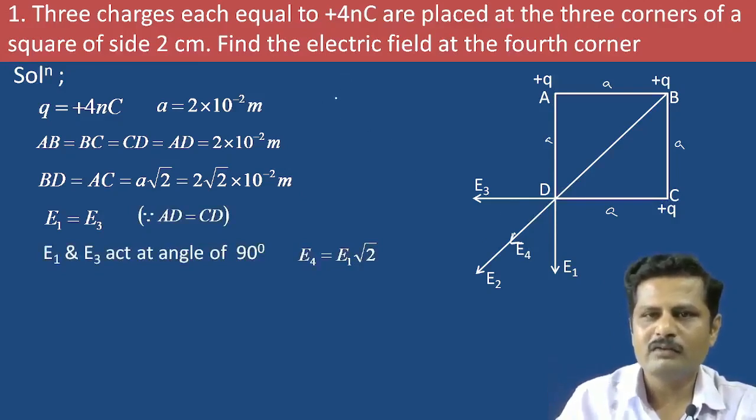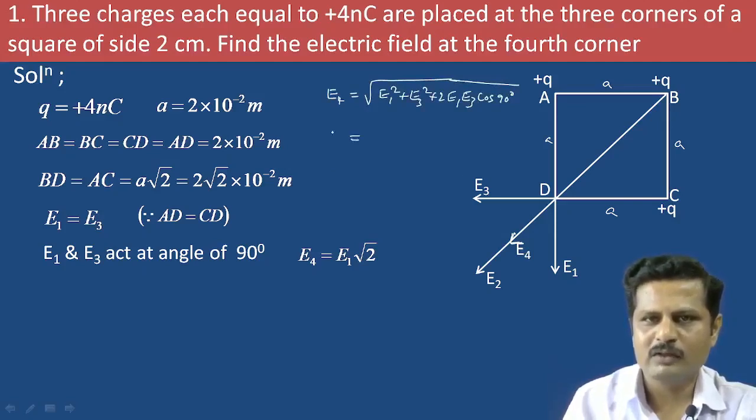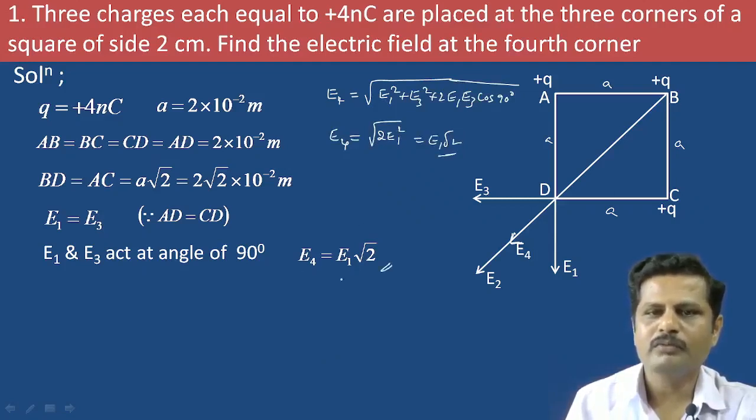Now E4 is the resultant, so that can be written like this. We know that E4 equals the square root of E1 squared plus E3 squared plus 2 E1 E3 cos 90, because they are acting at an angle of 90 degrees and these are vectors. We know that E1 equals E3, so we can write 2 E1 squared, and the cos 90 term becomes completely 0. So E4 is the square root of 2 E1 squared, that becomes E1 root 2. So E4 equals E1 root 2.